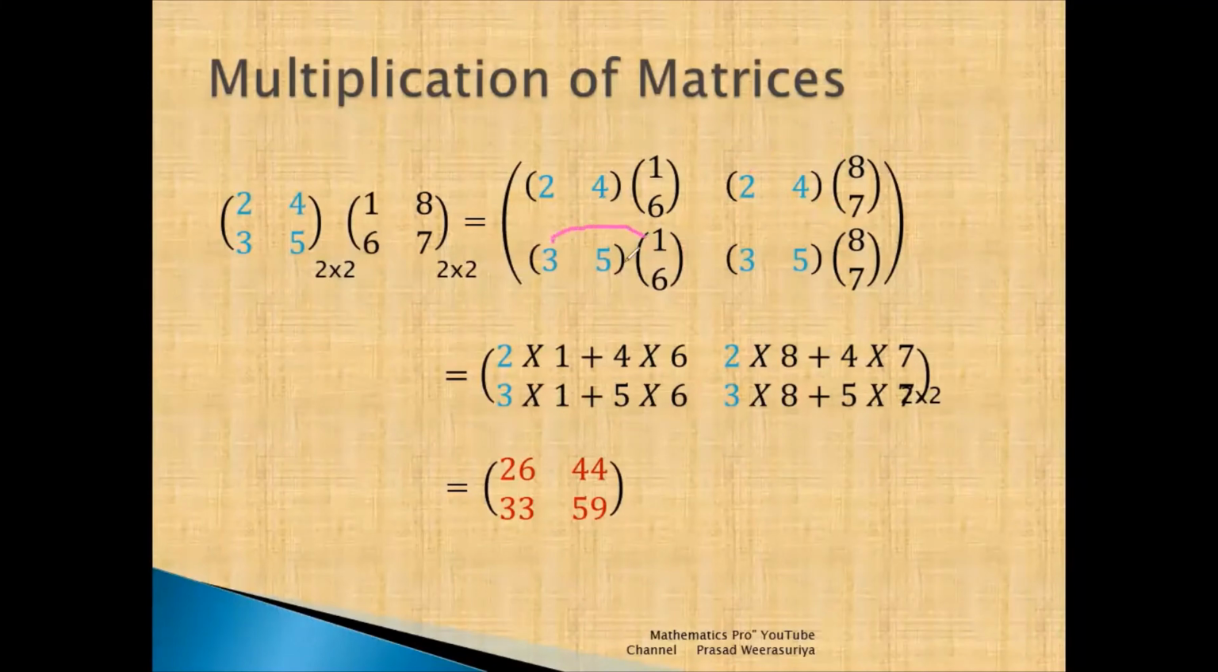3 times 1. Here. Addition. 5 times 6 here. 3 times 8 here. 5 times 7 is here. Then you should add: 26, 44, 33, 15. That is the resultant matrix.